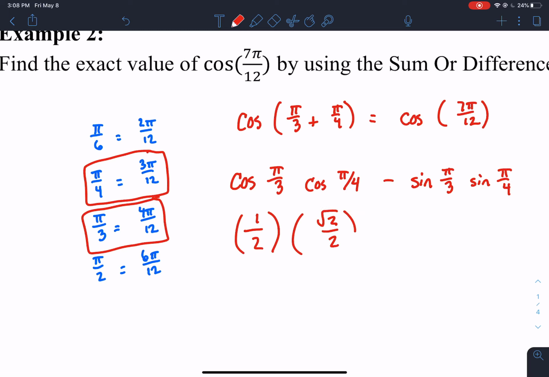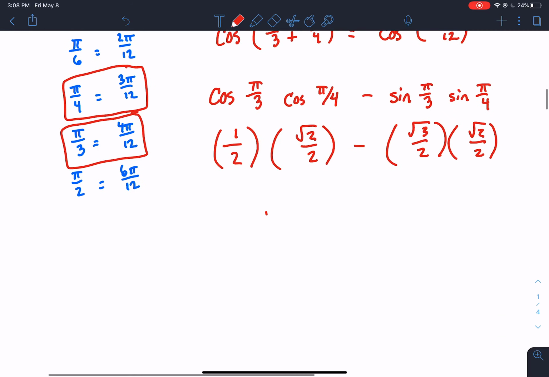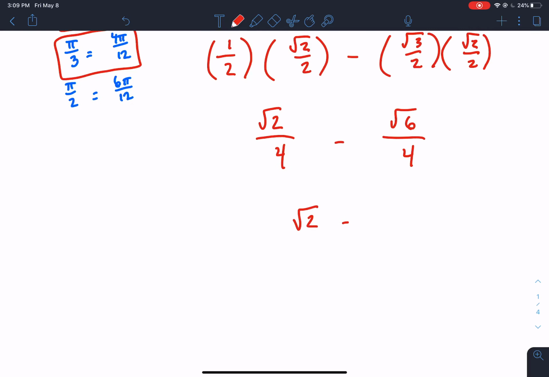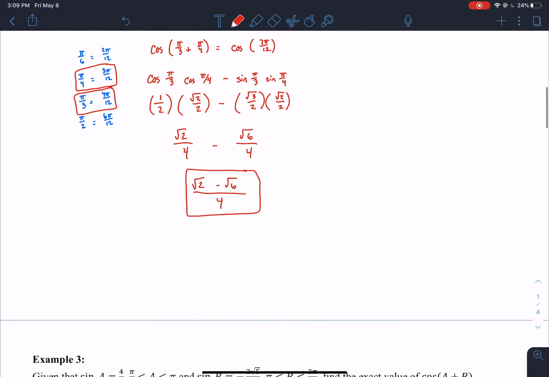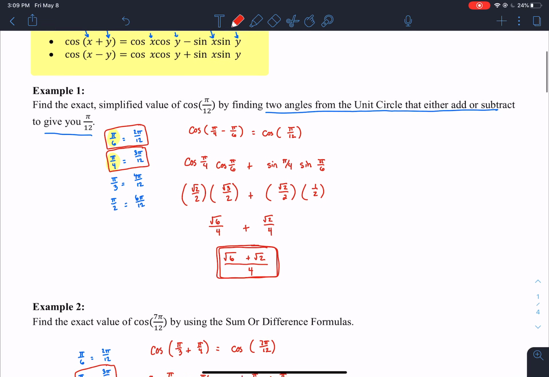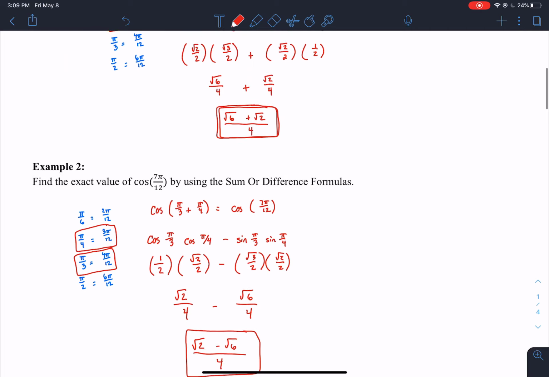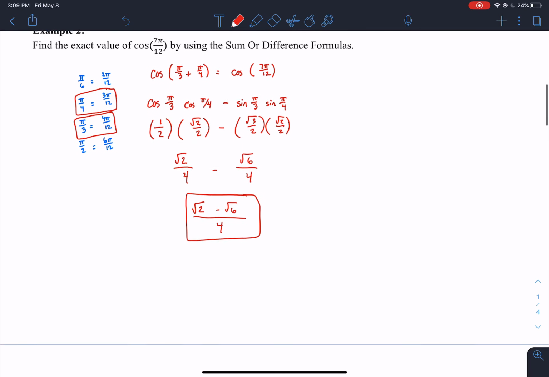And then root 2 over 2, minus sine of pi over 3 is root 3 over 2, and then root 2 over 2. Okay, so now I got root 2 over 4 minus root 6 over 4. And then if you put them together, root 2 minus root 6 over 4. Okay? So that's how you use the sum and difference formulas, all right? So it's just, again, coming up with two angles that either add or subtract to the one that you want.